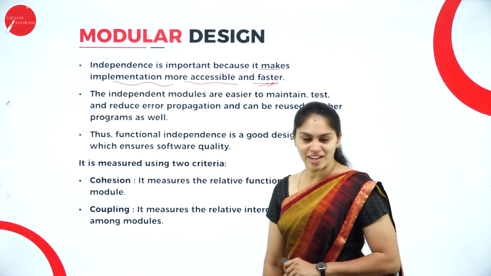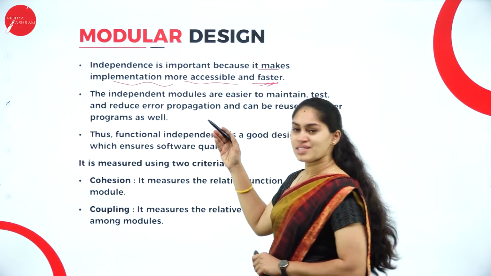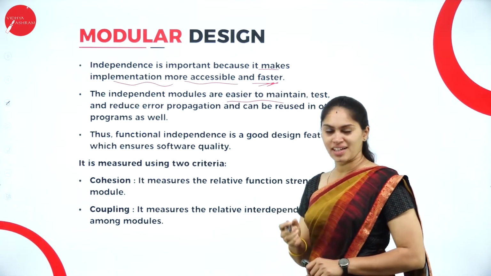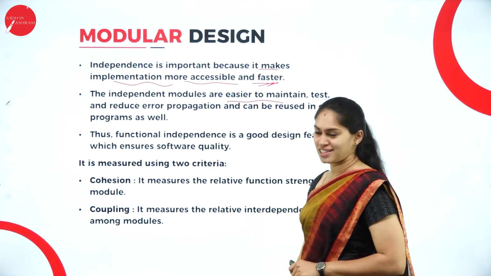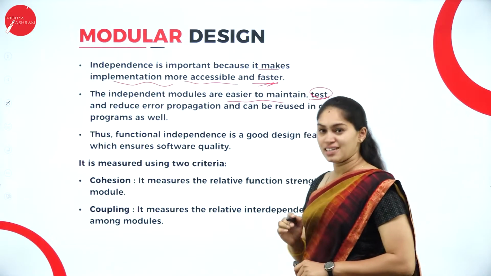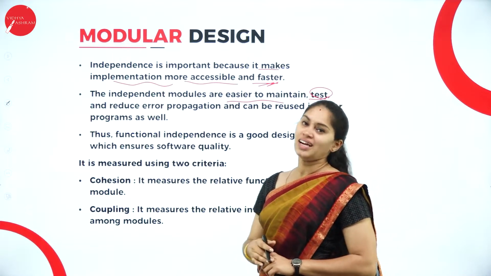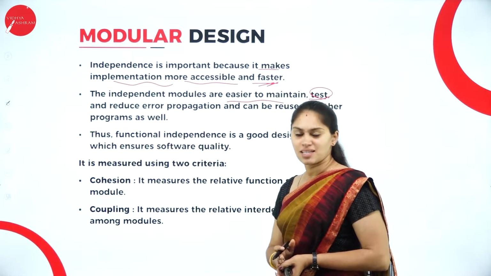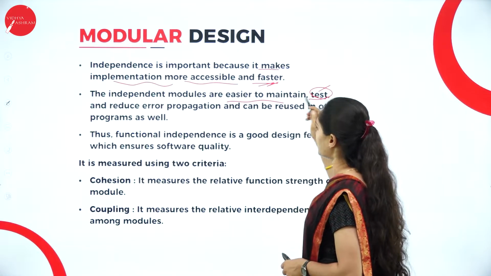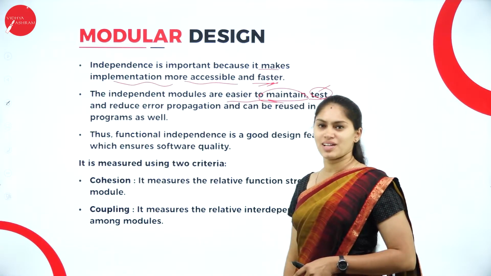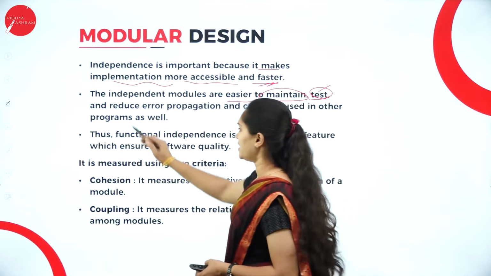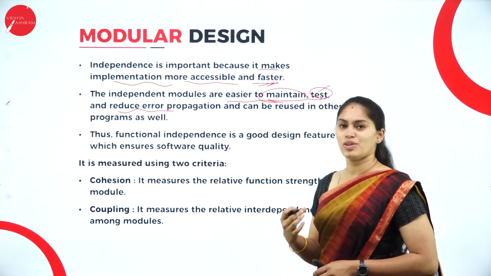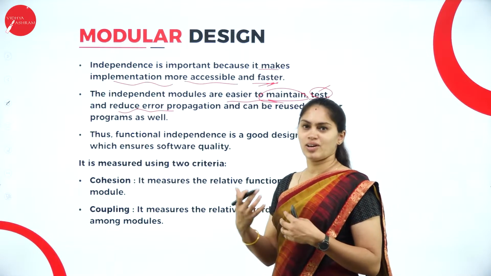So when we have this functional independence, it is going to have certain advantages. What are those? We'll see. It will be easier to maintain. If we have different modules, it will be easy for maintenance and mainly for testing. All those are going to be tested in terms of unit testing, and at last it will be like system testing. So individual testing is easy, and maintenance is also easy. And if all of that is easy, it is going to reduce the error propagation. The number of errors will be less, because it's not dependent on any other modules.